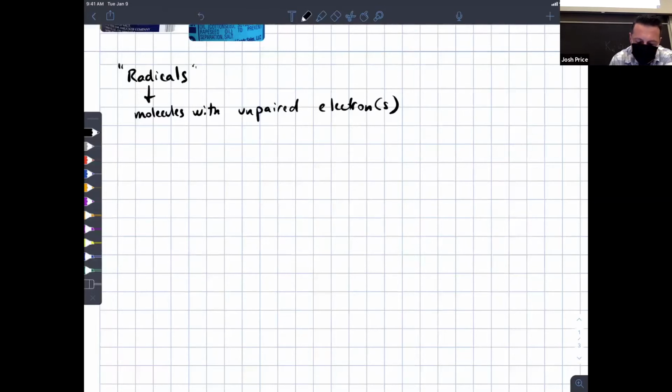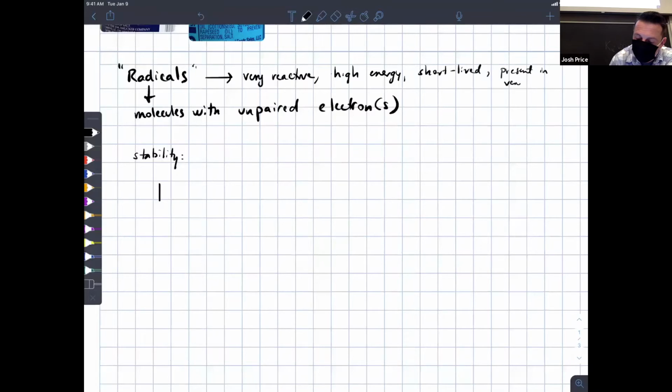So in organic chemistry, we are most interested in carbon-based radicals. So let's talk about the stability of various radical intermediates. I will point out that radicals are generally very reactive, very high energy, short-lived, meaning they don't hang around for long, and therefore are present in very low concentration under the conditions that we will be working in.